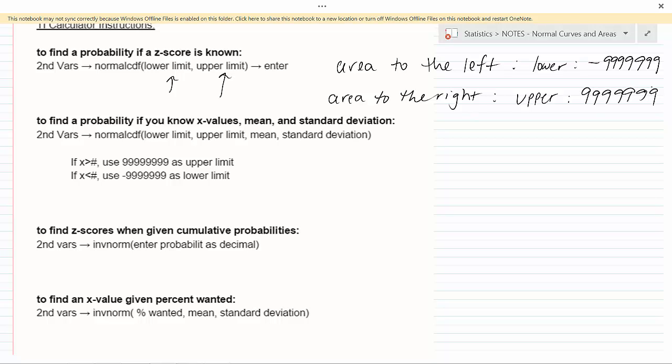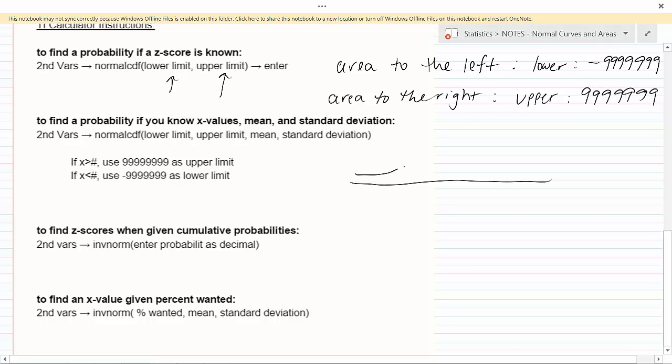Okay, the other thing you're going to need to do is to find a probability if you know x values, the mean and the standard deviation. So you have a normal curve instead of the standard normal curve. And maybe you know the mean of that curve is 70, and you know the standard deviation is 10. So here's a rough sketch of that curve.